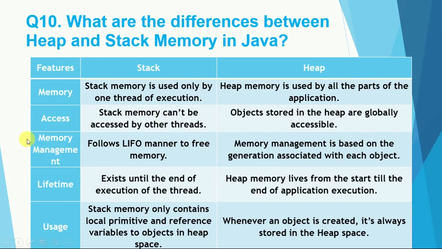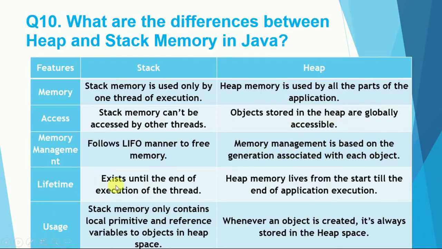If we talk about the access feature, stack memory can't be accessed by other threads, because stack memory is used only by one thread of execution at a time. If we talk about heap, objects created in the heap are globally accessible. If we talk about memory management, stack follows last in first out manner to free memory, you already know about that. And heap memory management is based on the generation associated with each object. So it is dynamic.